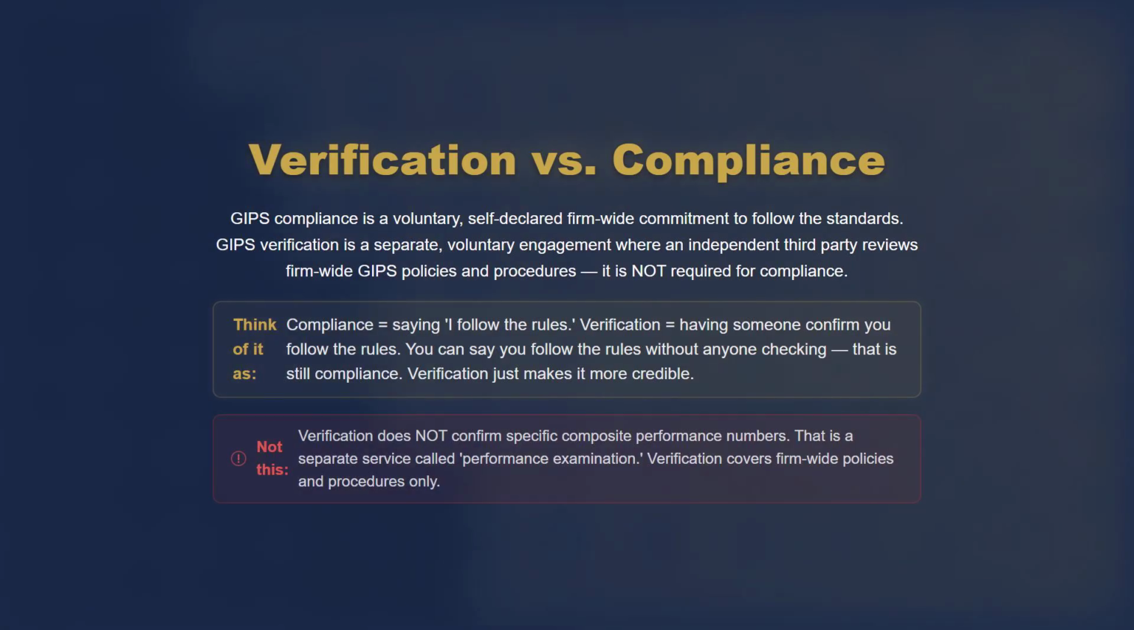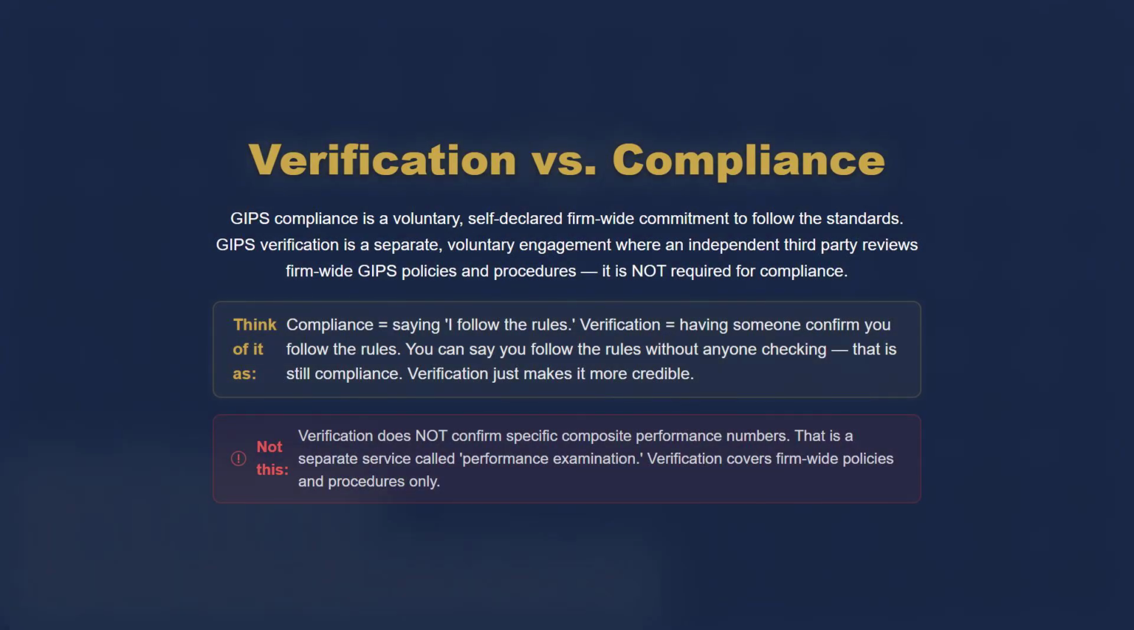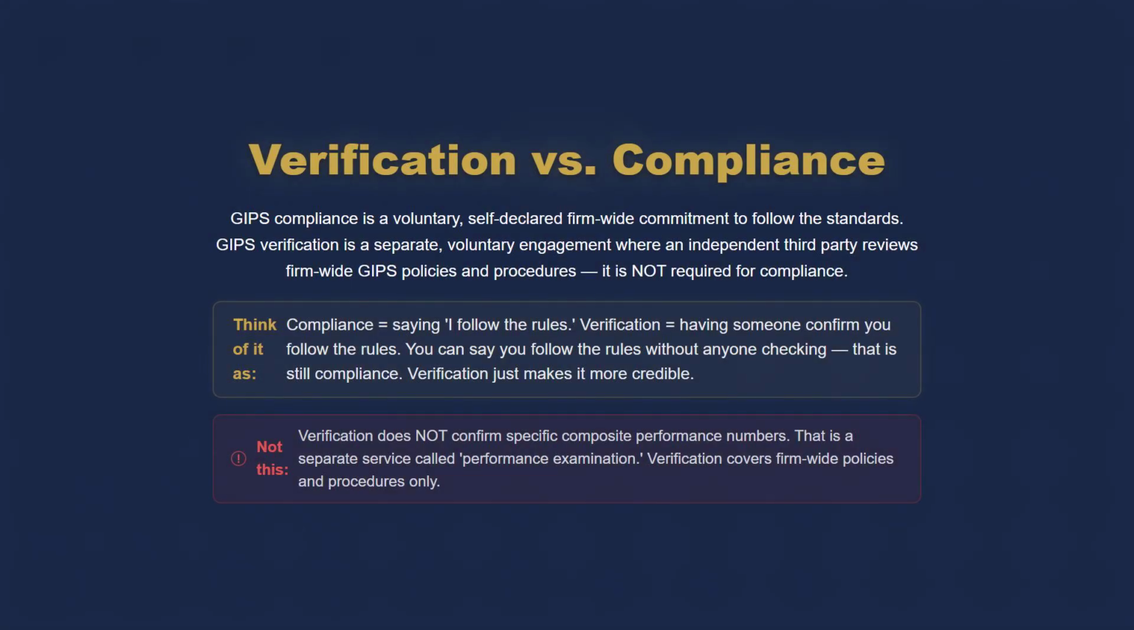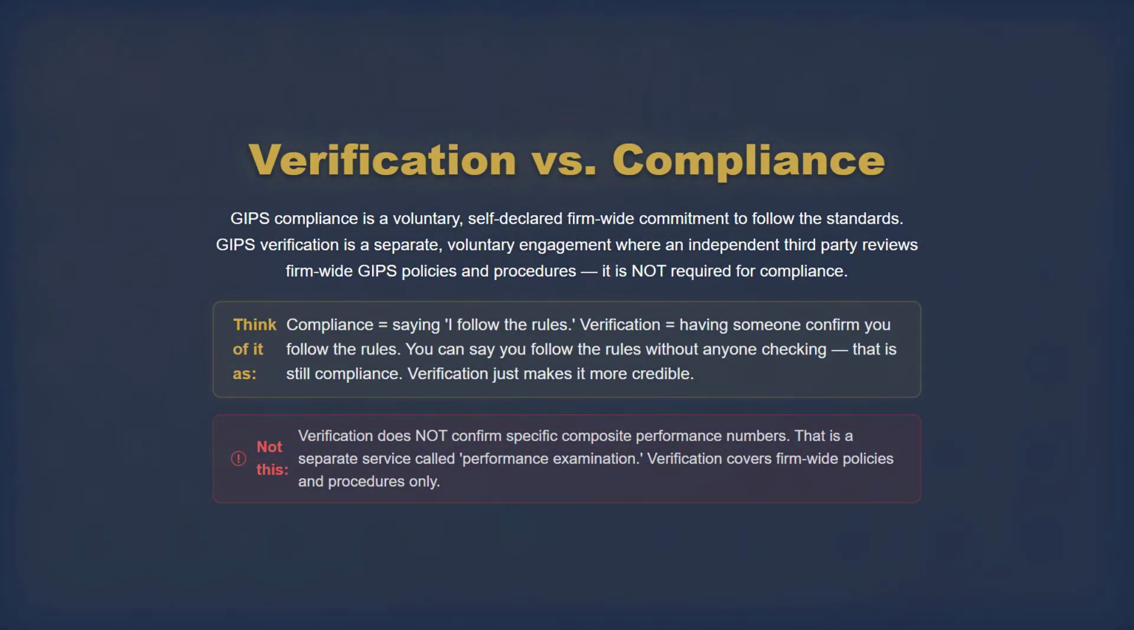Verification is an additional, optional step where an independent third party reviews whether the firm's GIPS policies and procedures are actually sound. Verification is voluntary. It is never required. A firm can be fully GIPS compliant and has been for 20 years without ever having been verified. Verification adds credibility. It does not create compliance.